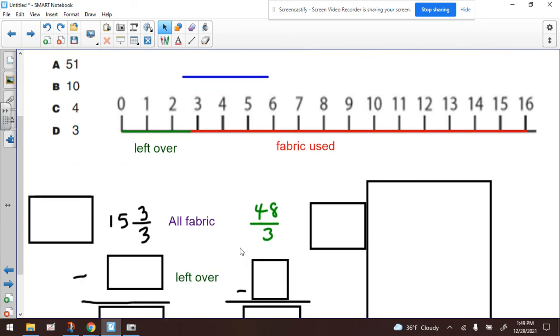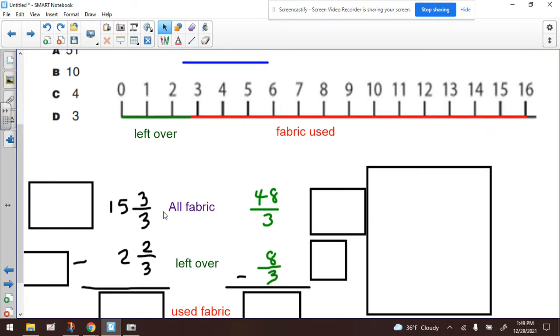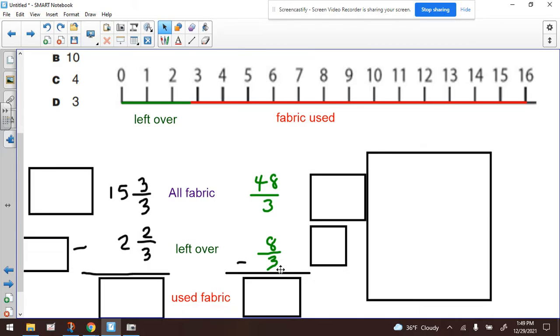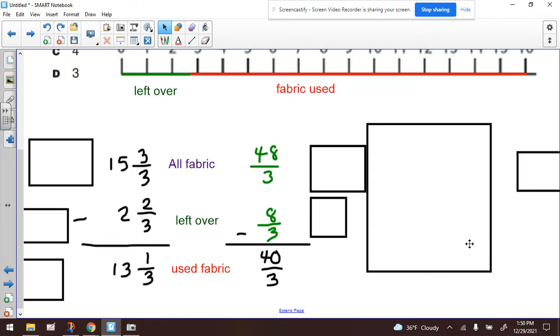We're going to subtract from that the amount, this green amount, and if we're going to choose the mixed number version, we would use 2 and 2/3. But because we have to do more with it, it's probably going to make more sense to use the improper fraction equivalent of that, which would be 8/3. So if we subtract these, either way, whether we use the mixed numbers or the improper fractions, we're going to get an equivalent value, and that will represent the amount of this red line. So what is that amount? It would be either 13 1/3 or 40/3.